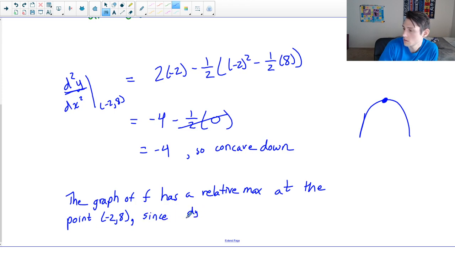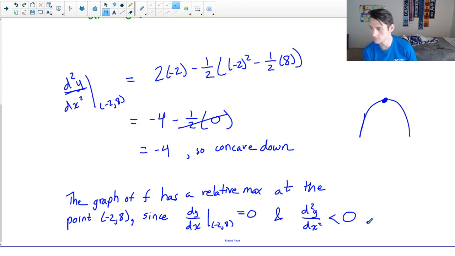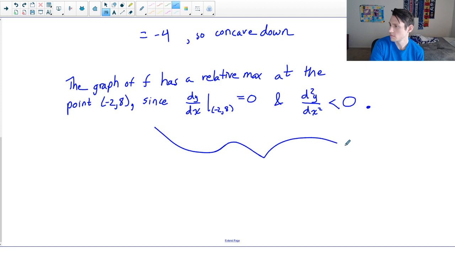So since the first derivative is 0 and the second derivative is negative. If you remember, this is the second derivative test.